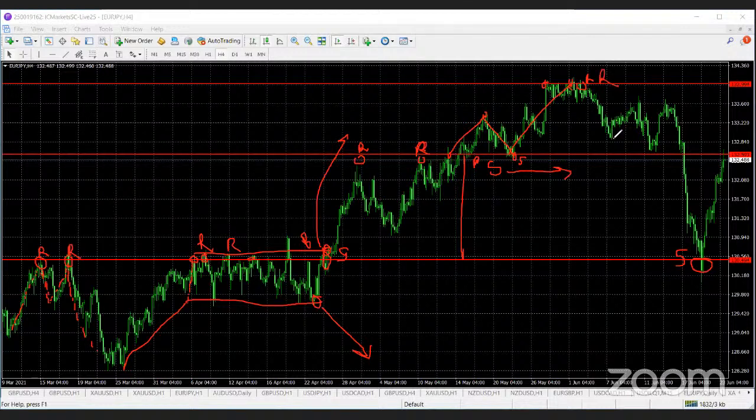Ikateremka tena, haikuhit hiyo line, ikaenda hivi, ikakuja, ikahit another hiyo line tena, support. So the support was broken. You understand? So why I say I'm really ready to trade a sell on Euro JPY, it is the support was already broken. So from here, where it was broken, anything going this side for me is a resistance. So the market must resist at this point.